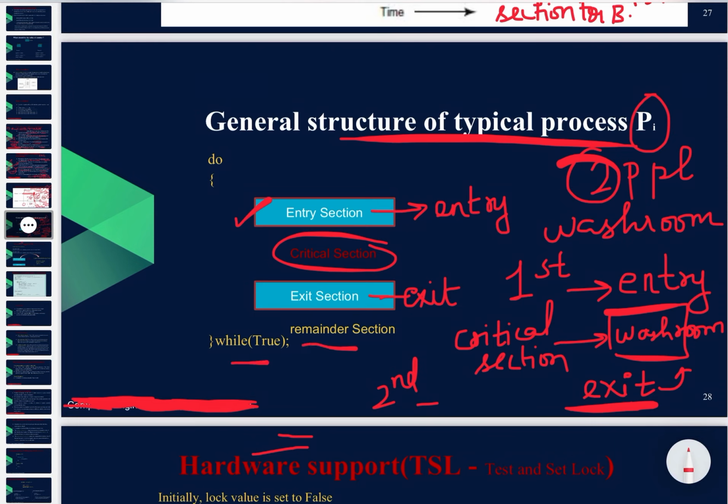Then the remainder section, while this is true, continue the procedure. So this is the basic idea about mutual exclusion, that you have an entry region. A process enters the critical region from that entry region, and once the process exits the critical region, only then is another process allowed to enter inside the critical region. Thank you.